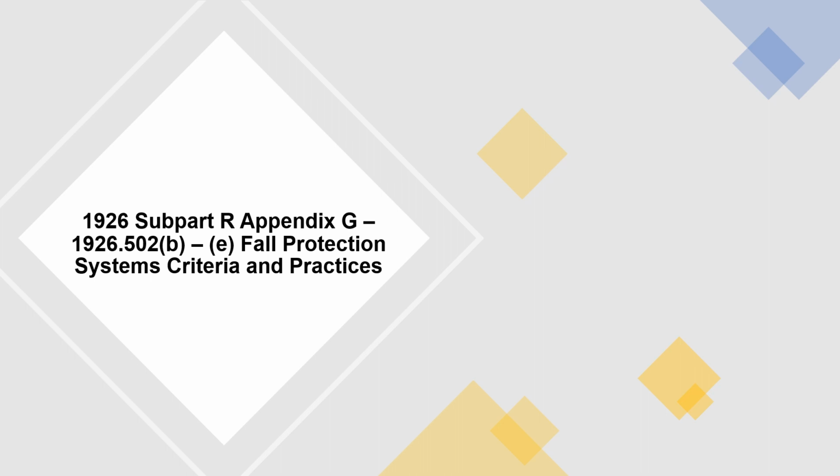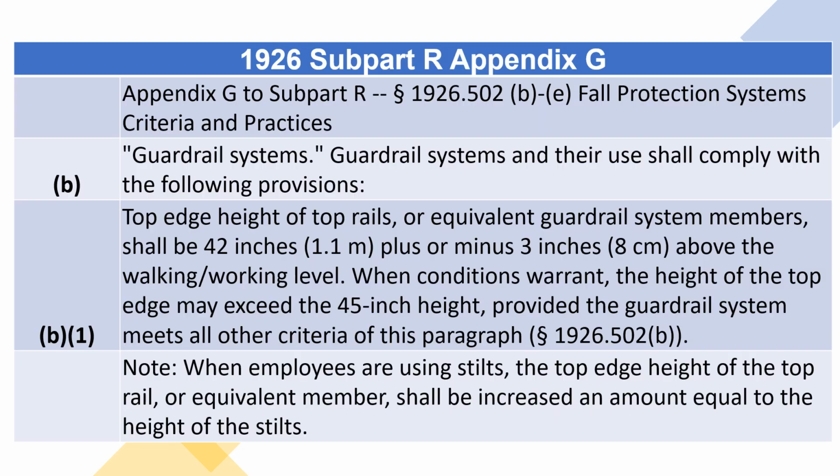1926 Subpart R Appendix G. 1926.502 (b)-(e) Fall Protection Systems Criteria and Practices. Appendix G to Subpart R Section 1926.502 (b)-(e) Fall Protection Systems Criteria and Practices.